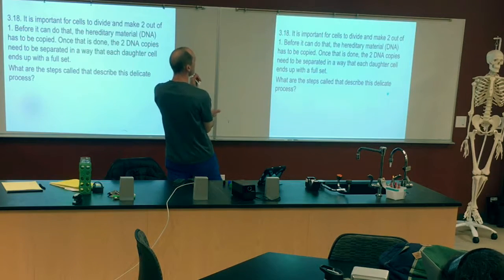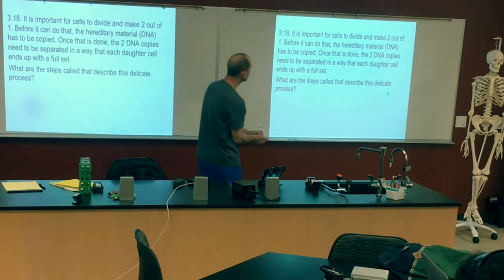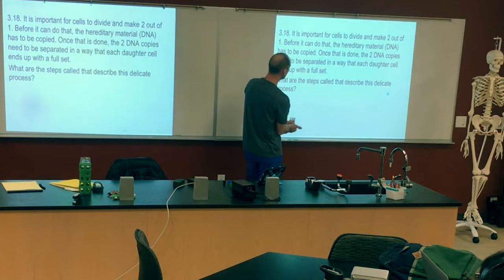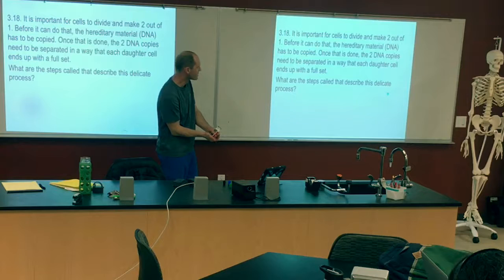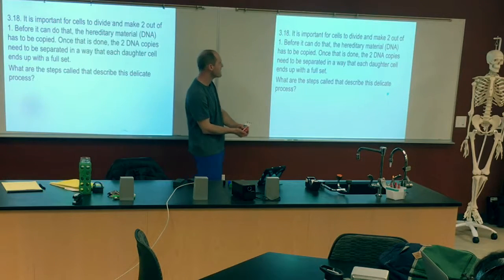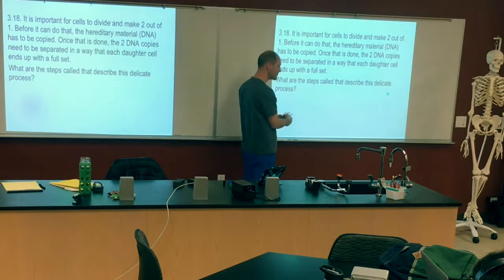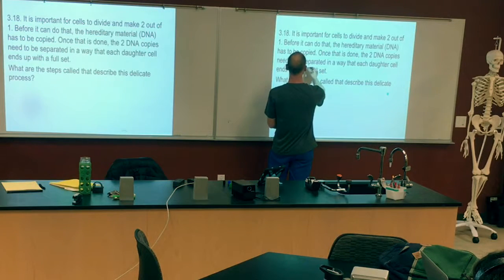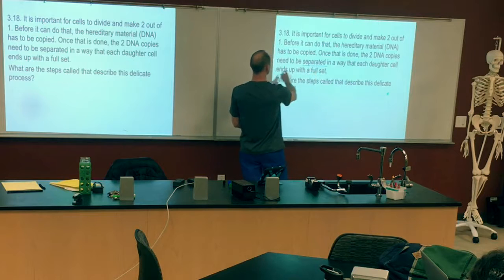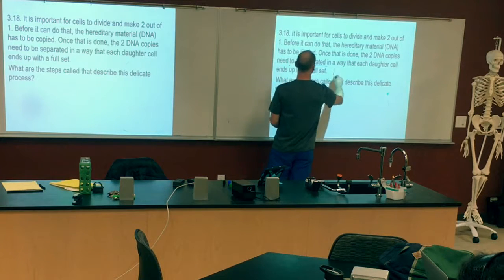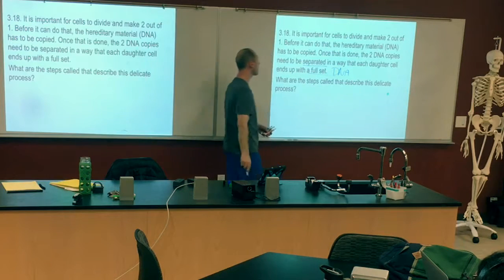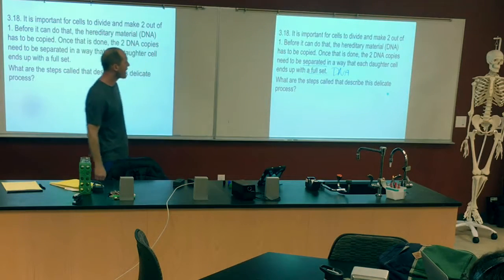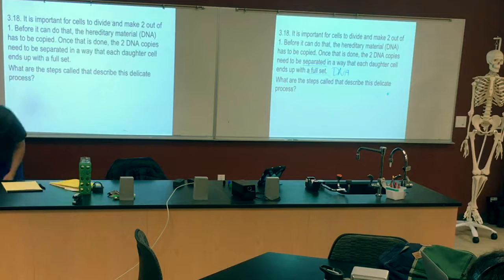It is important for cells to divide and make 2 out of 1. Before you can do that, the hereditary material, the DNA, has to be copied. Once that's done, the 2 DNA copies need to be separated in a way, that's where the centrioles come back. They need to be separated in a way that each daughter cell ends up with a full set of DNA. All right, a full set of DNA. What are the steps called to describe the delicate process of doing that?